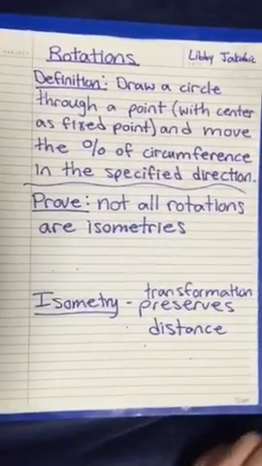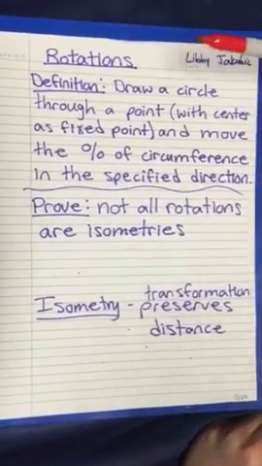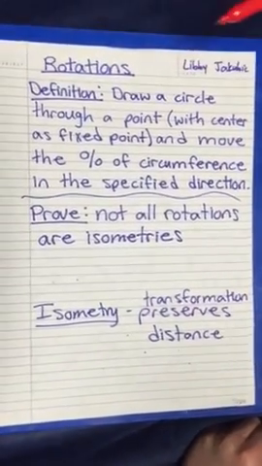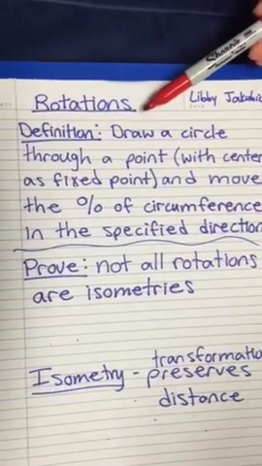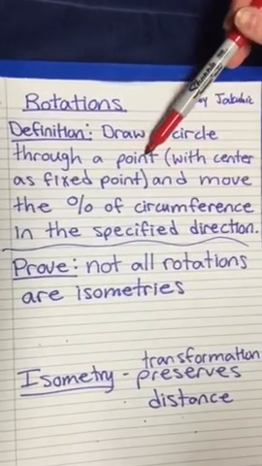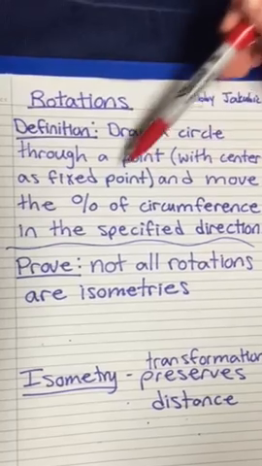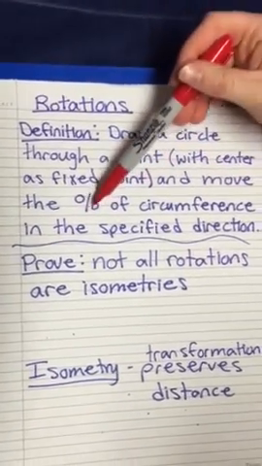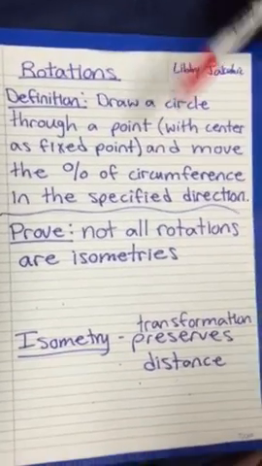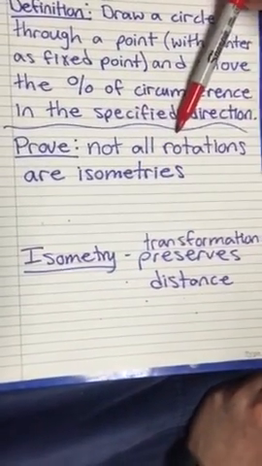Okay, so today we're going to try to prove whether or not rotations in Etch-a-Sketch geometry are isometries. First we're going to define what a rotation is. To make a rotation, you draw a circle through a point with the center as the fixed point and move the percent of circumference in the specified direction around the circle. So we're going to try to prove that not all rotations are isometries.